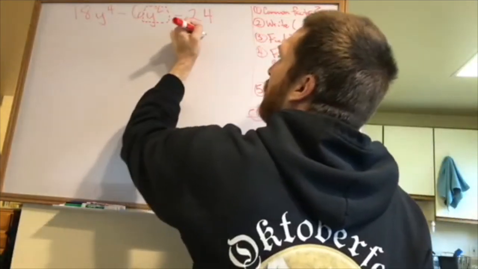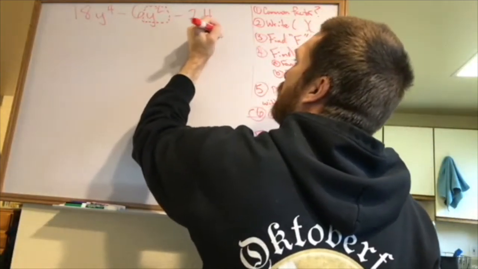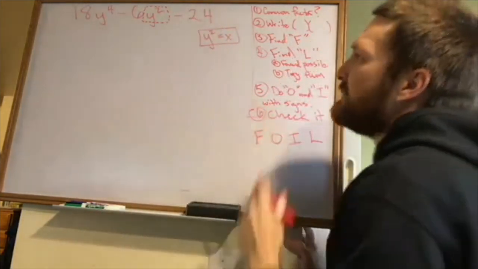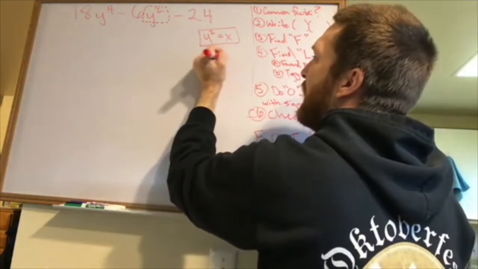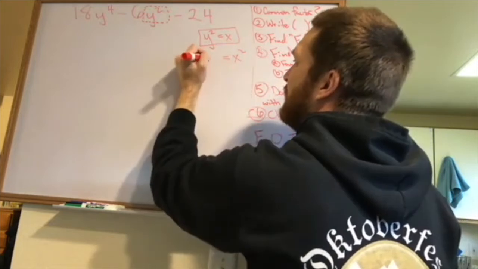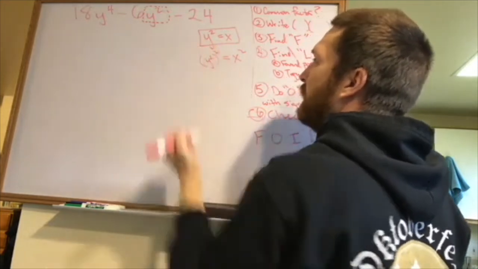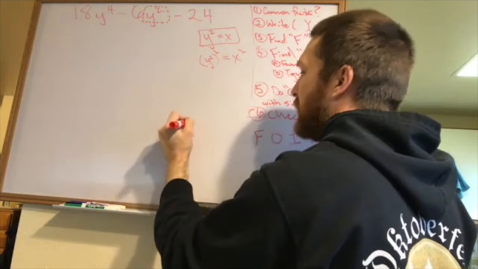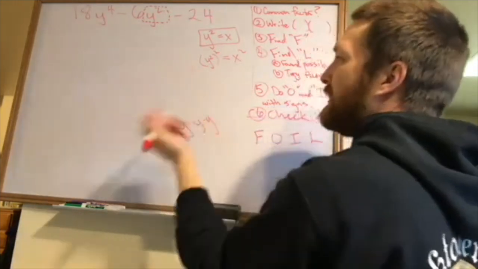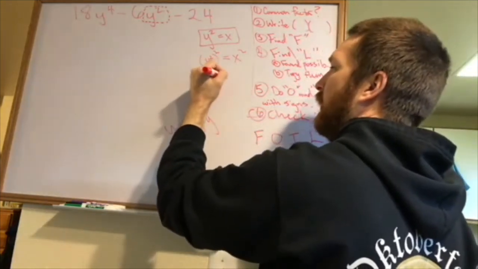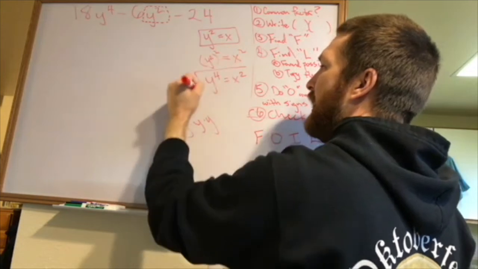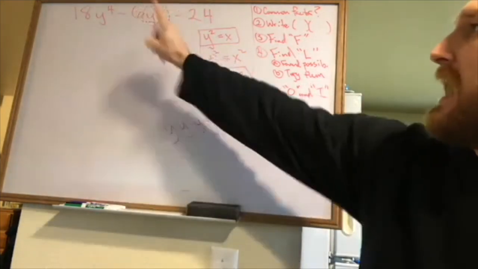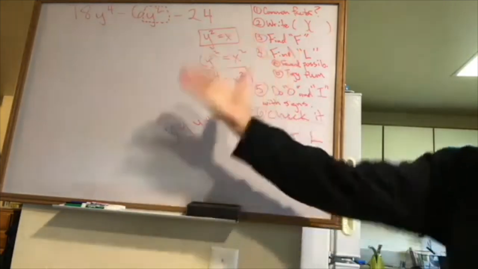And so what I'm going to do is say, well, let y squared equal x. And if that's the case, then when I square x, x squared, that's the same thing as y squared squared. Y squared squared is y times y times y times y. That's just y to the 4th power. And now, oh, hey, look at that. I could turn a problem I haven't seen before into a problem I've seen before.